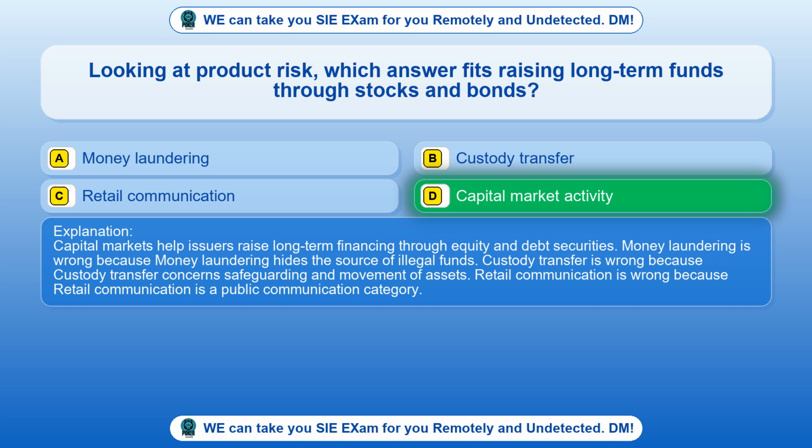Money laundering is wrong because money laundering hides the source of illegal funds. Custody transfer is wrong because custody transfer concerns safeguarding and movement of assets. Retail communication is wrong because retail communication is a public communication category.